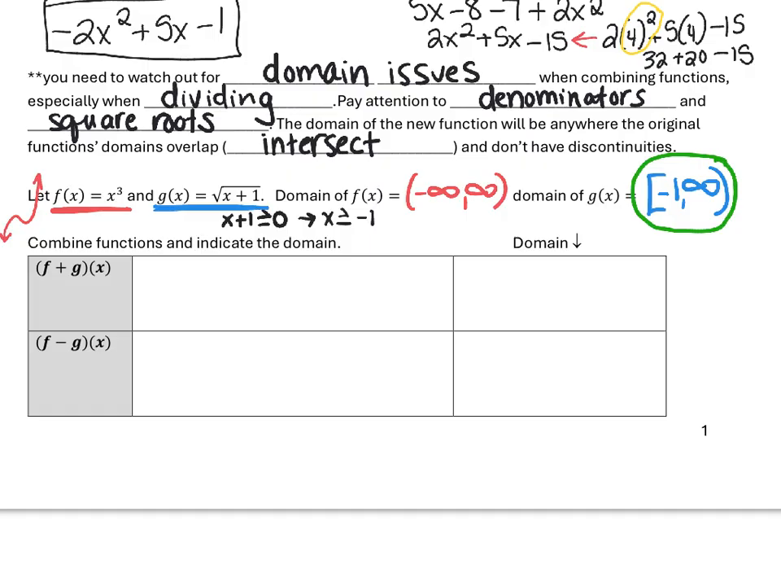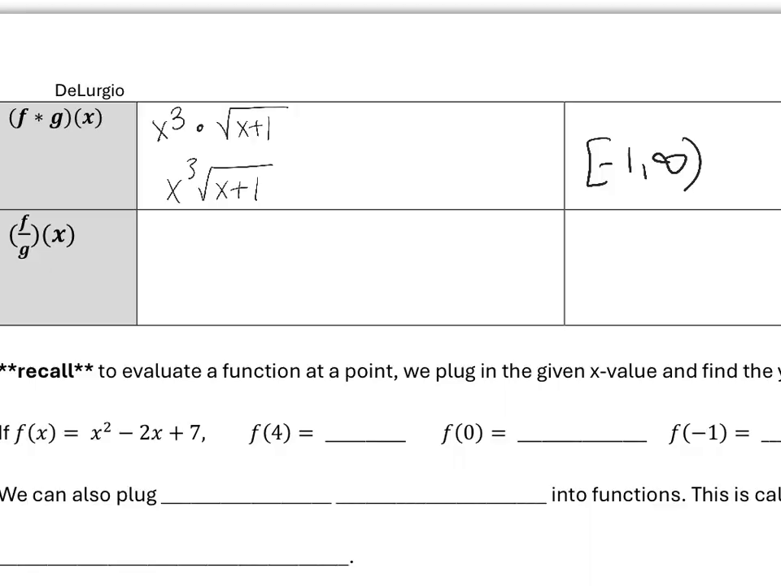So let's start with addition. If we add our functions, we do x to the third plus g of x, which is square root of x plus 1. Now the domain we said will be where the original two overlapped, and the place they overlap is the more restricted domain, so the one that has more limitations to it. It's from -1 to infinity, again, because it's where they overlap. And if we check it on a graph, we'll see that.